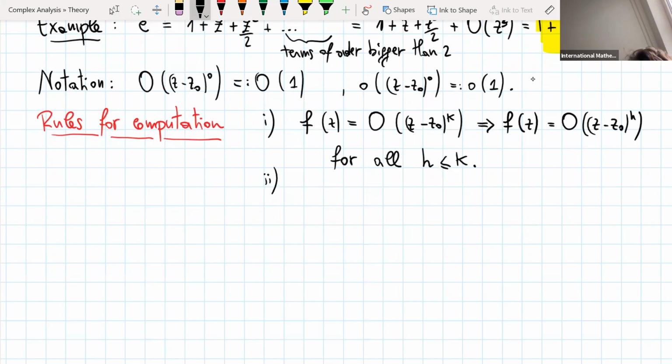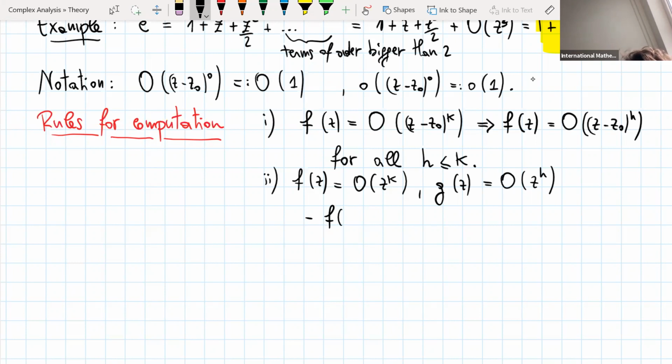Then the second rule is when we want to sum or multiply two functions. So if we have f of z, which is O of z^k, and g of z, which is O of z^h. Here I'm taking z0 equal to 0 in order to simplify the notation a bit. Then what happens? f of z plus g of z will be of order z to the minimum between h and k.